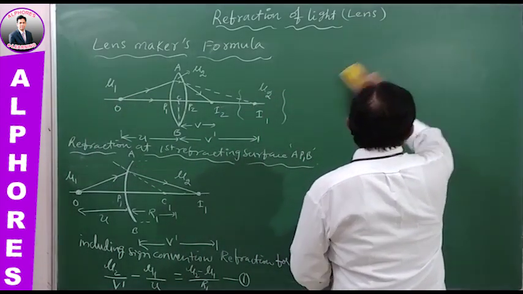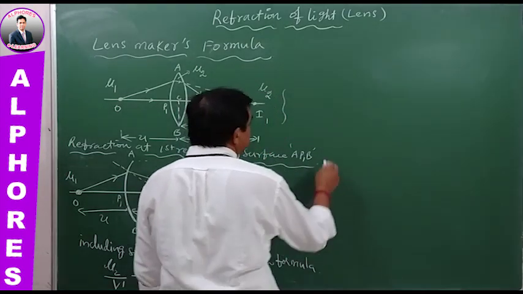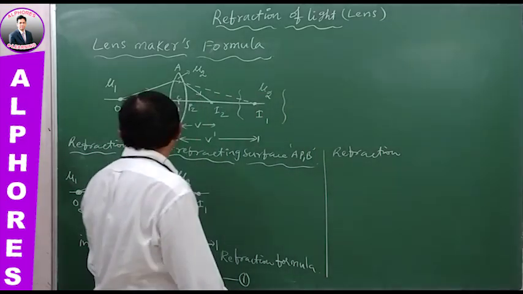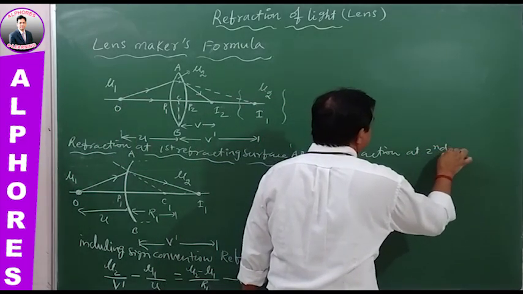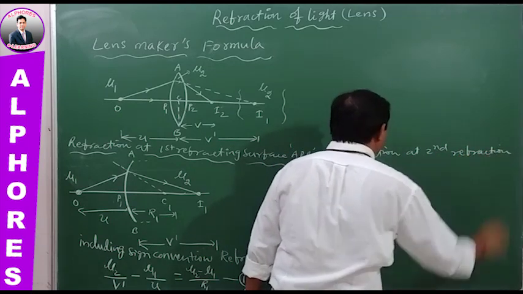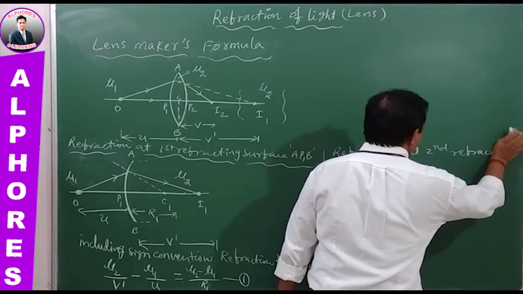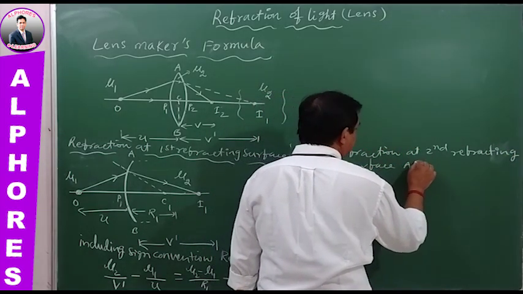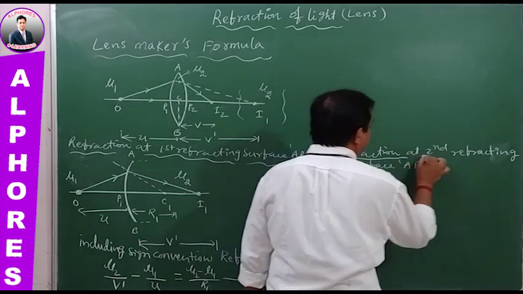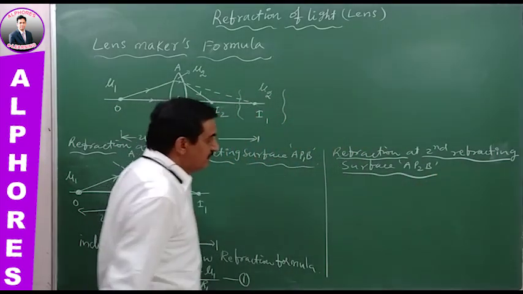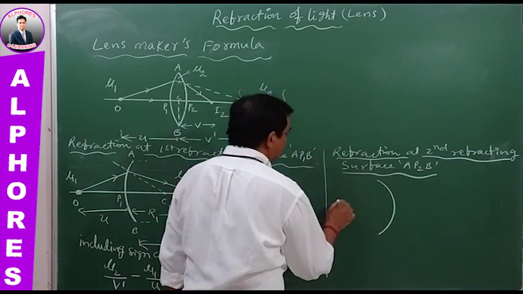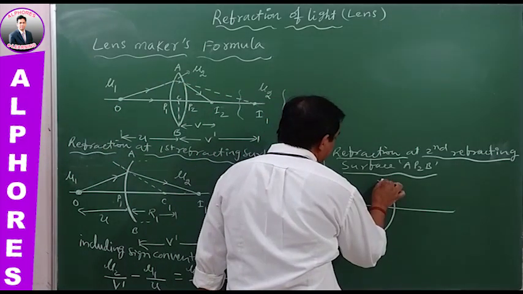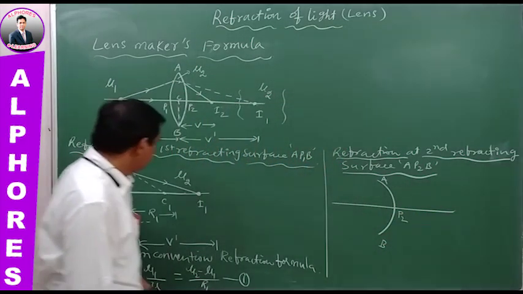So again, in the second step, refraction takes place at the second refracting surface. See here, refraction at the second refracting surface AP2B. Again, consider the second refracting surface. This is the second refracting surface. This is the first part. This is the second part. Second refracting surface AP2B.